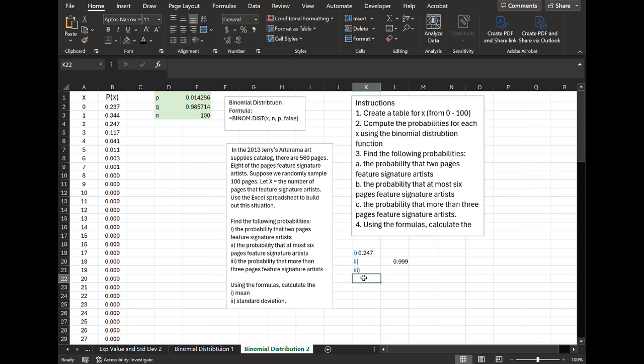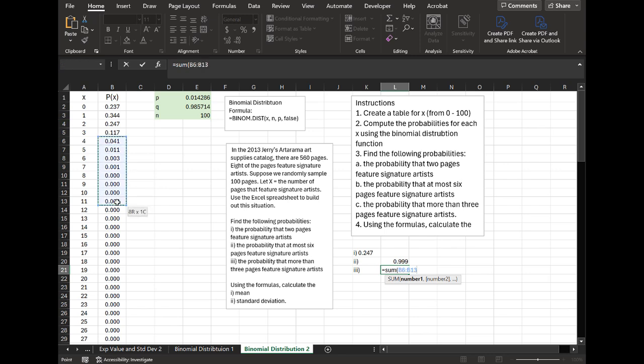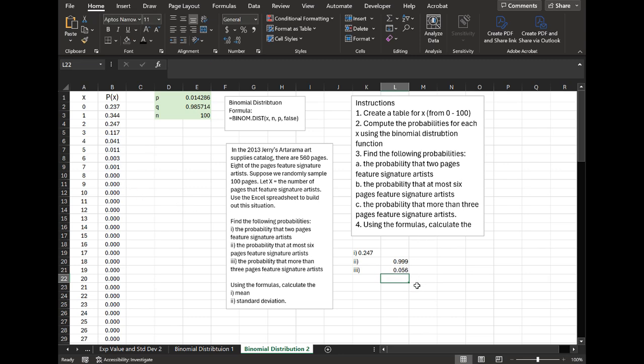And then let's do the third question. The third question asks, find the probability that more than 3 pages feature signature artists. So more than 3, that would be 4 and above. So I can really just sum all this up again. If I just sum this up, I can go 4 all the way down. And once I go past 8, everything's just 0. So I just really need these few decimals right here. I've just selected more zeros than I need. So this comes out to 0.056.